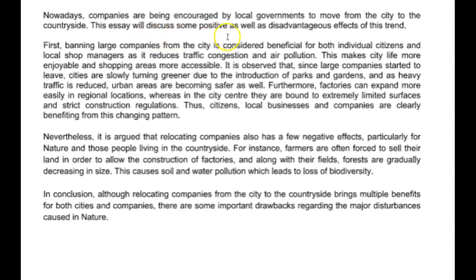This essay will discuss some positives, plural, as well as disadvantages, just a plural. This says disadvantageous. Oh, disadvantageous effects, okay. But I think positives as well as disadvantages would be fine.